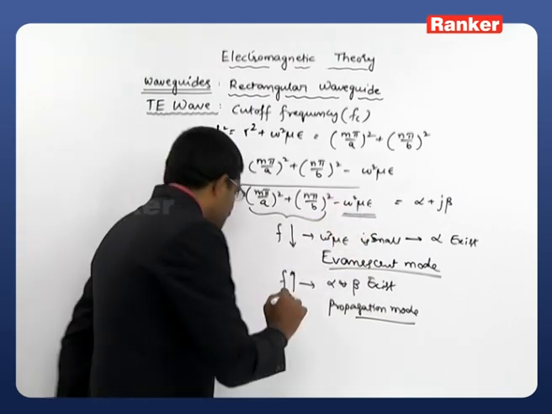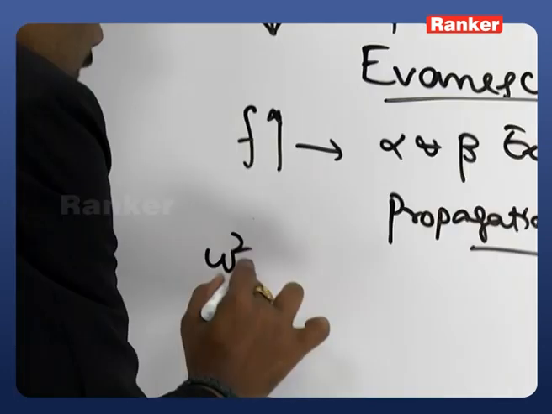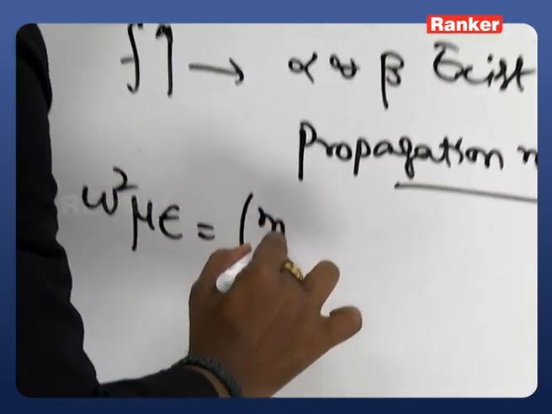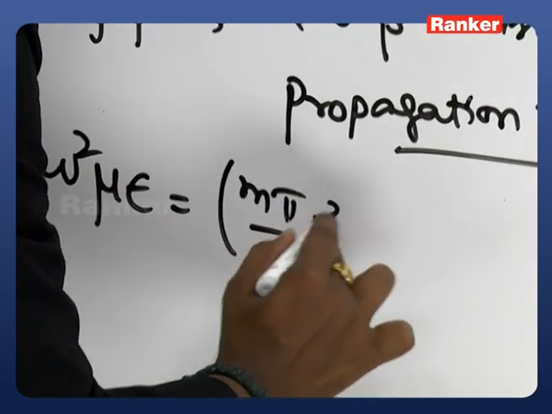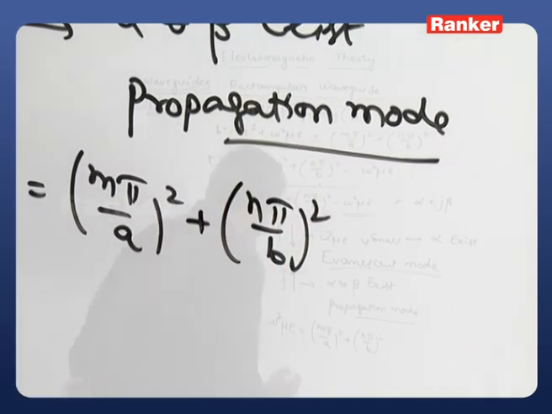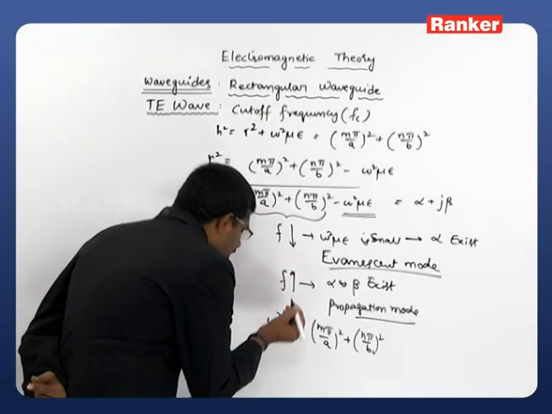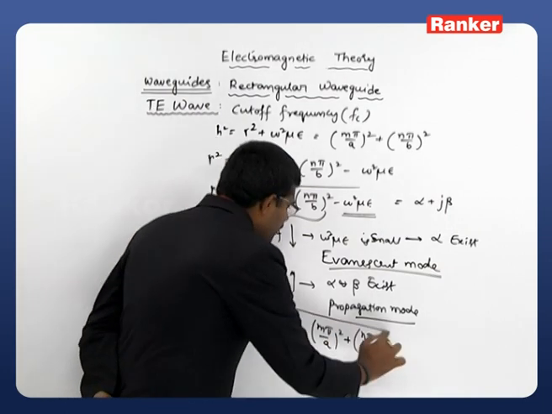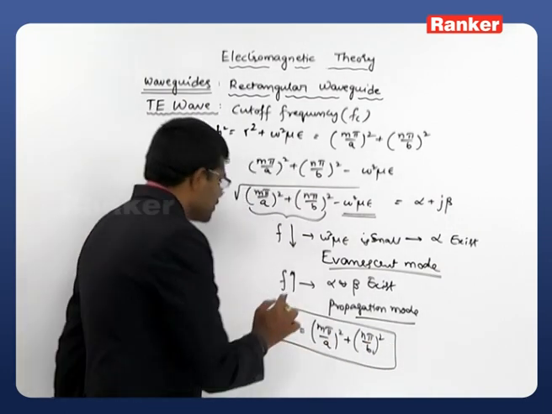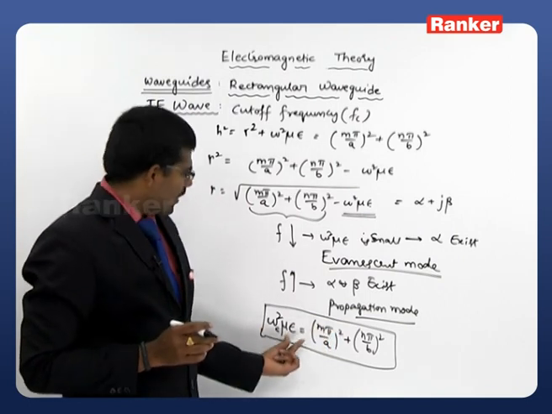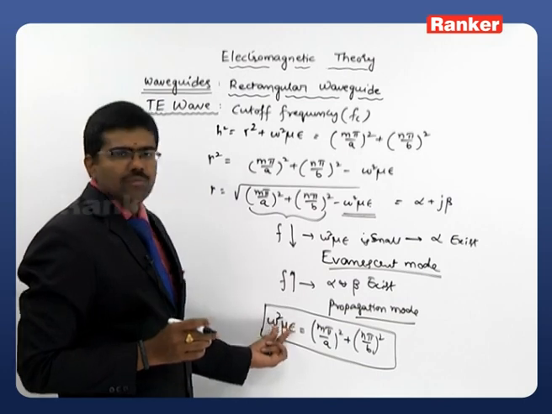So make them equal. That is omega square mu epsilon equals m pi by a whole square plus n pi by b whole square. This omega c is nothing but the cutoff angular frequency. That's why I'll represent it with omega c. Now with this relation you will get fc also.